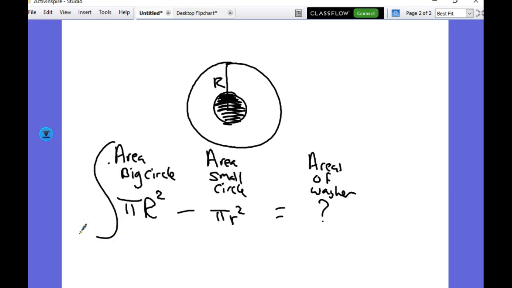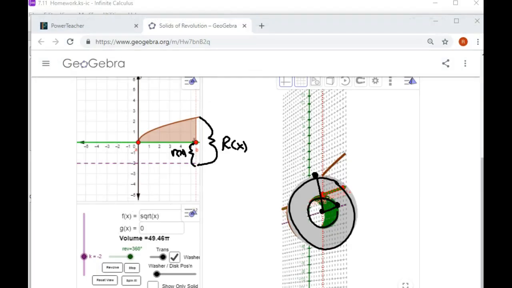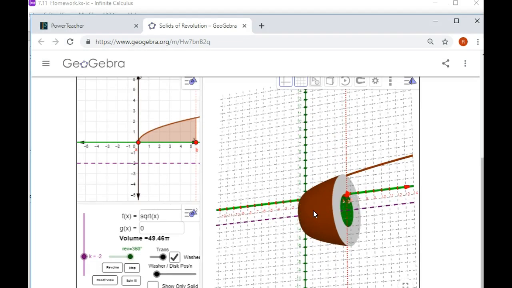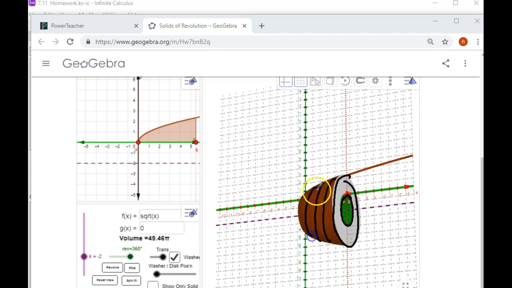Because now every cross section on this shape over here is a washer. So if I find the area of one washer and then add up all the washers behind it, we're going to end up with the total volume of the shape with that hole in it. So we're going to take pi big R squared minus pi little r squared, and we're going to integrate it. And that's really the only difference for what we're doing today.